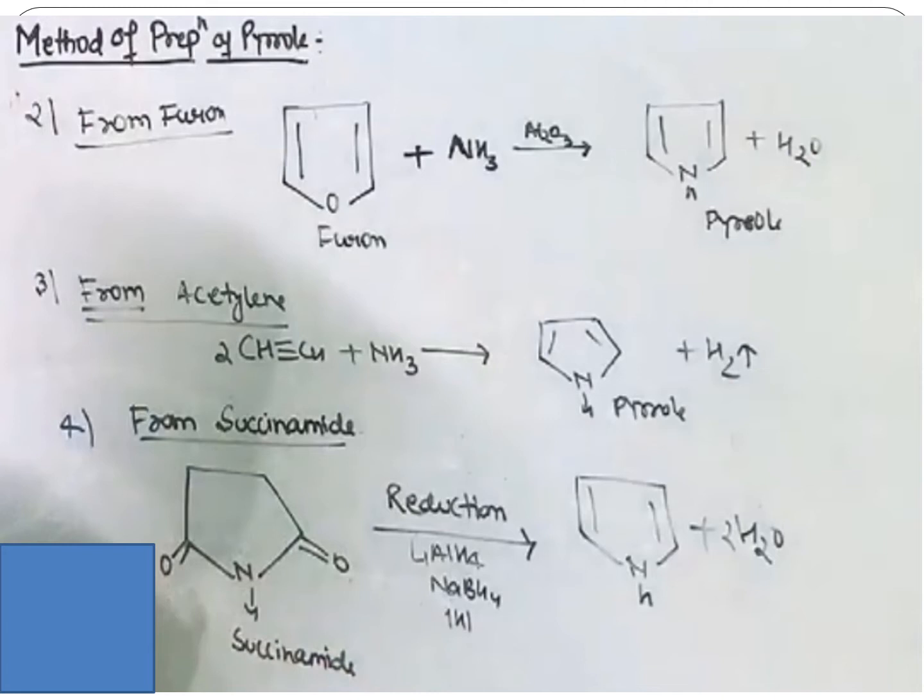The second method of preparation of pyrrole is from furan. Furan reacts in the presence of ammonia and aluminium oxide. So we get pyrrole and H2O is released. Third, from acetylene. Acetylene reacts in the presence of ammonia. So we get pyrrole and H2O is released. And the fourth preparation is from succinimide. Succinimide undergoes reduction in the presence of lithium aluminum hydride or sodium borohydride, and so we get pyrrole and 2H2O is released.